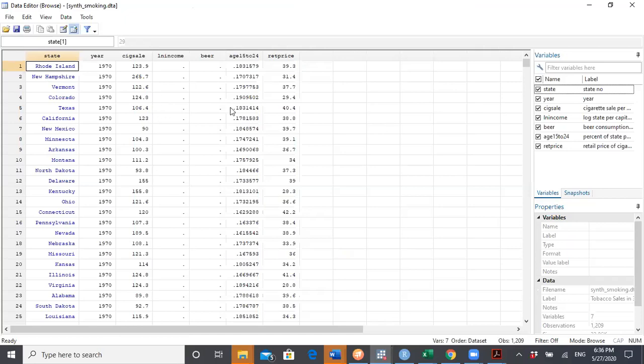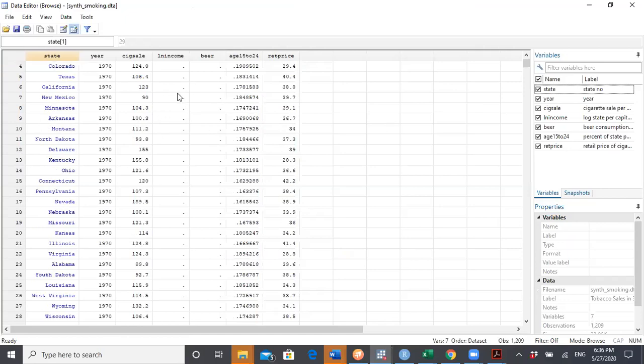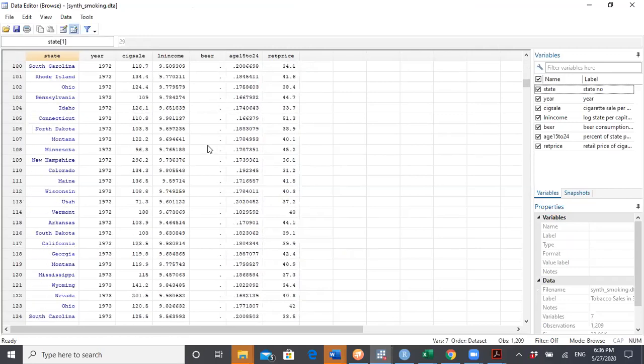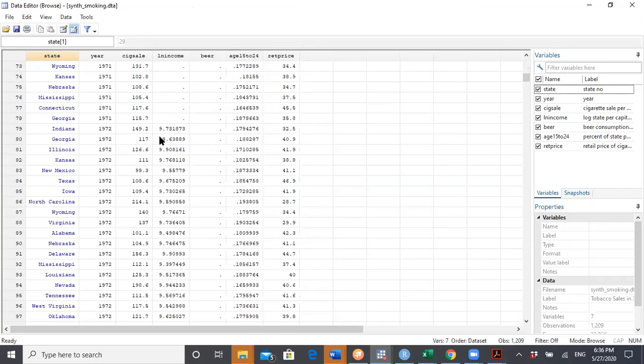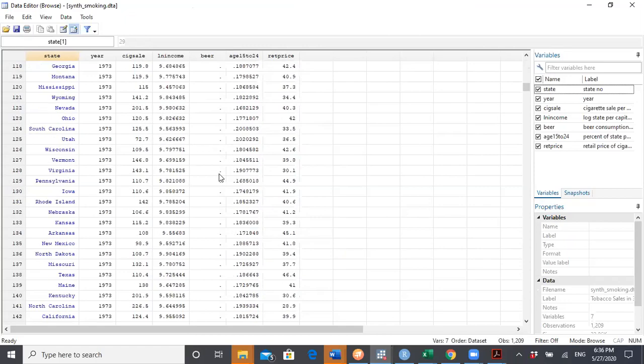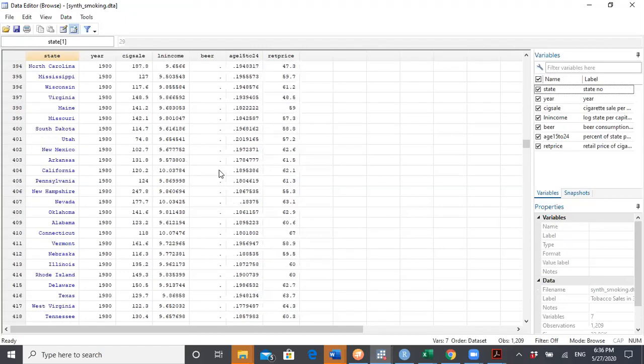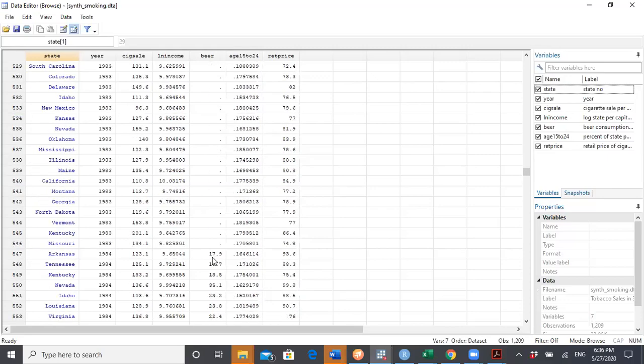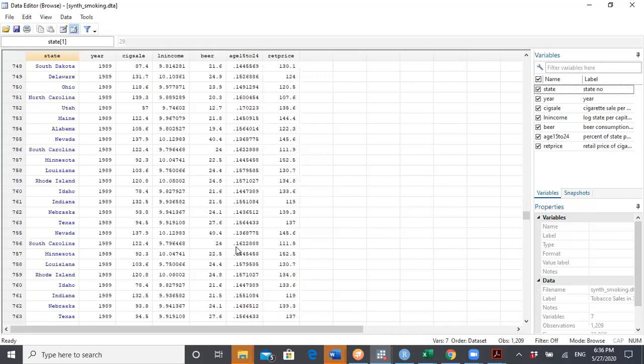Okay, so I just sorted it by year. You can see that there are some missing values. The GDP and beer are missing. Income is missing up to like 1972, and then beer is missing up until 1984.